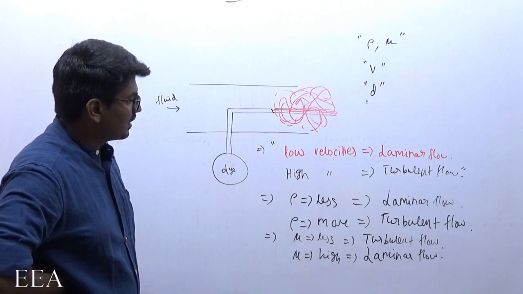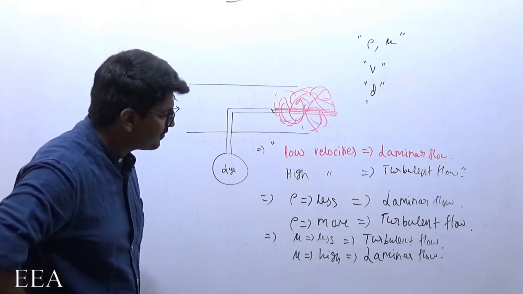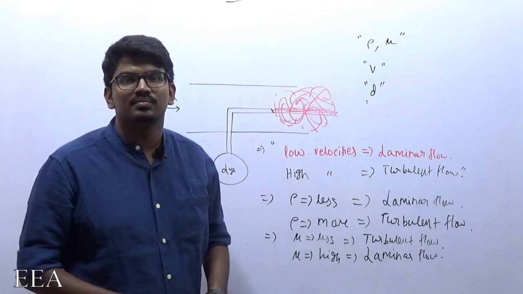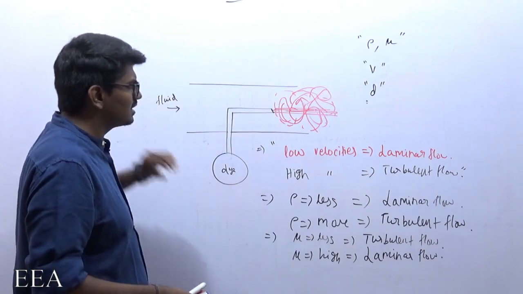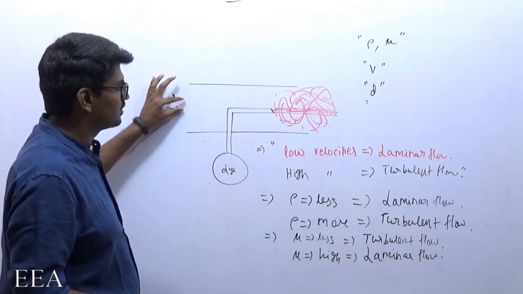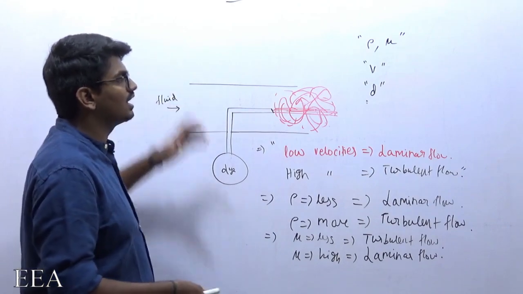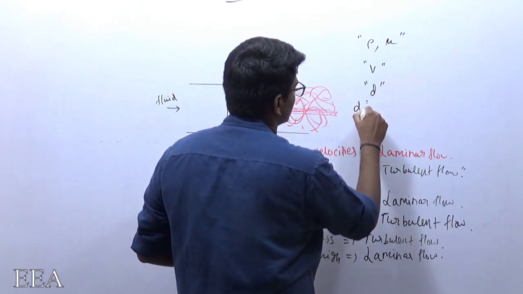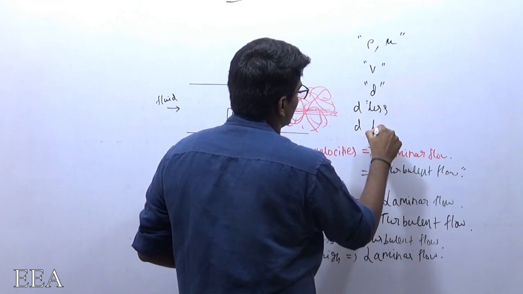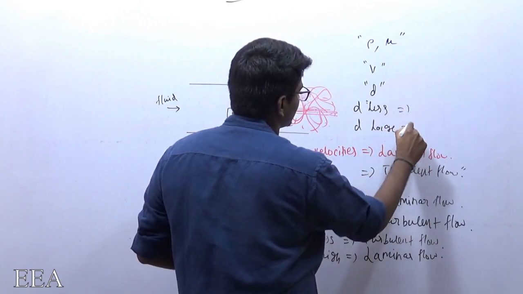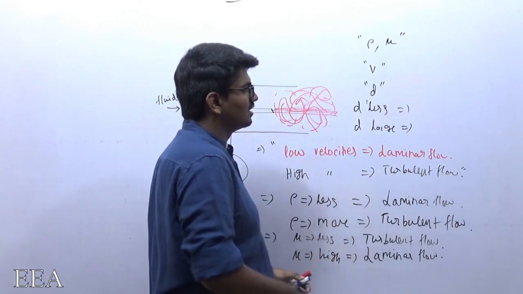Right, so we discussed velocity, density and viscosity, and finally diameter. So if I am going to keep a lesser diameter, I am going to reduce this diameter to a very small amount, and I am going to keep a higher, larger diameter. Okay, so a small diameter and a large diameter. So what will you expect if the diameter is less? See, it's pretty much clear.